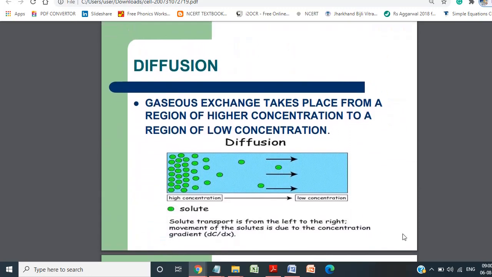So in the next session we'll talk about diffusion.